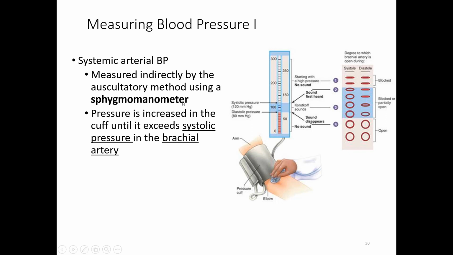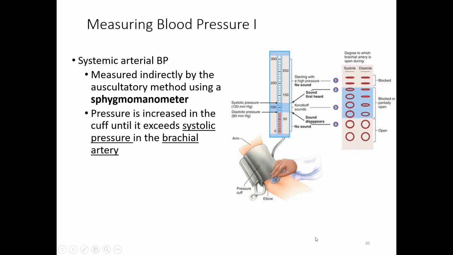Now, how to measure blood pressure? A sphygmomanometer is a device that is used to check blood pressure. The cuff is wrapped around the arm, and right here in the arm we have the brachial artery. When the cuff is inflated, the blood flow through the brachial artery stops. It happens when pressure in the cuff is increased and exceeds the systolic pressure in the brachial artery.